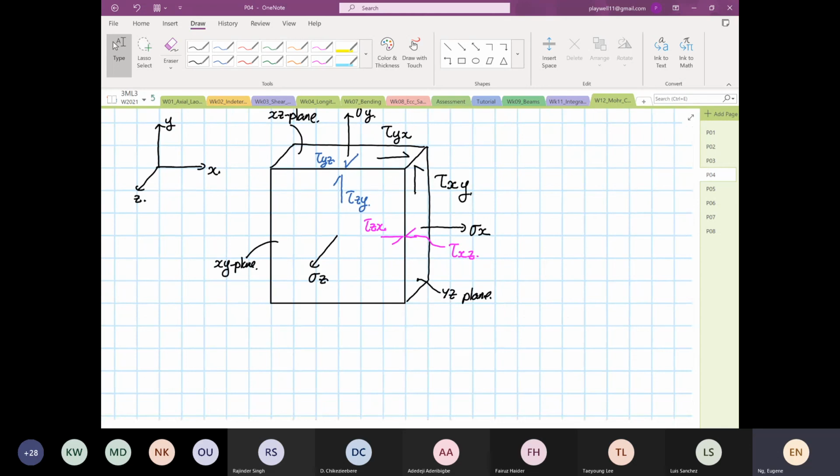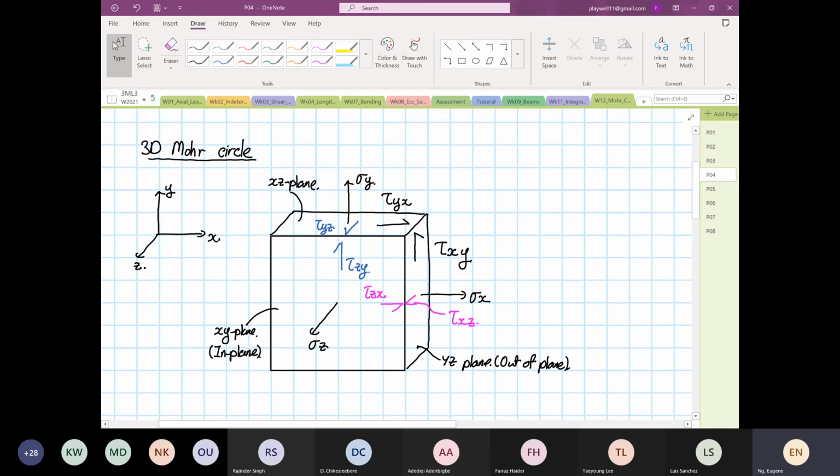I'm going to teach you what is in plane and out of plane. This plane over here, XY plane, is our in plane. And then the other plane, this is our out of plane. And the other plane, this is also our out of plane. Can anyone tell me why? Because I tried reading the textbook, they never tell me why. Can anyone tell me why XY plane is in plane, YZ plane is out of plane?